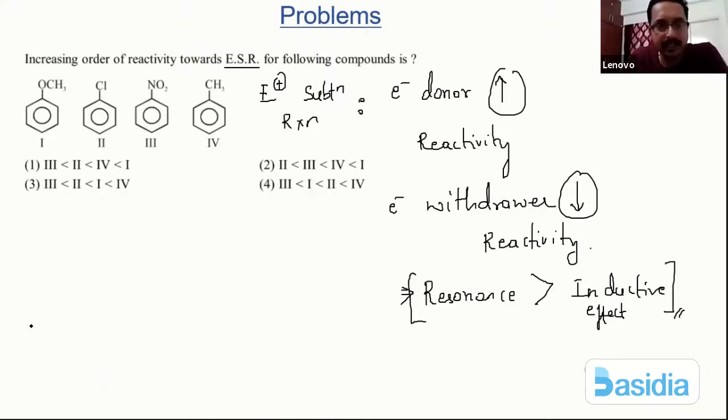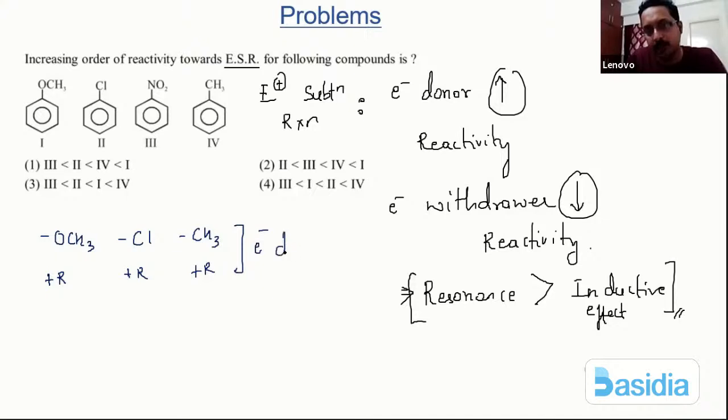Right. Now, first, let us categorize each group and what are their effects. OCH3 gives you the plus R effect. So plus R effect means it is an electron donating group. Okay, so it is an electron donor. Cl also has a tendency of a plus R. CH3 also has a tendency of plus R. That means they all have a tendency to donate the electron. I mean, they are electron donating groups. So they all are giving you the positive resonance.